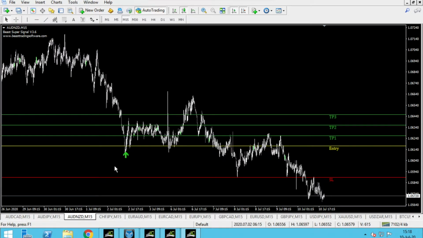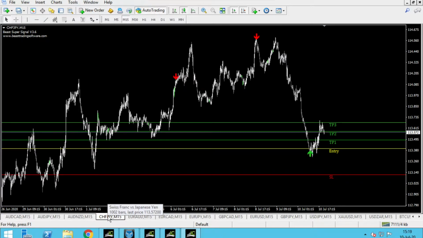The next pair we have is Australian dollar, New Zealand dollar. Also not much action on this pair recently. We did get a good buy signal, which did hit TP3 very easily on what looks like it might have been a news release on one of the currencies. Not too sure, but either way, it did take out our take profit 3.